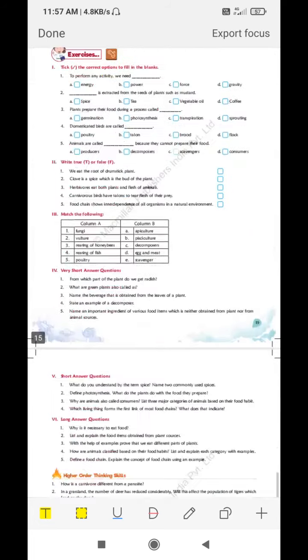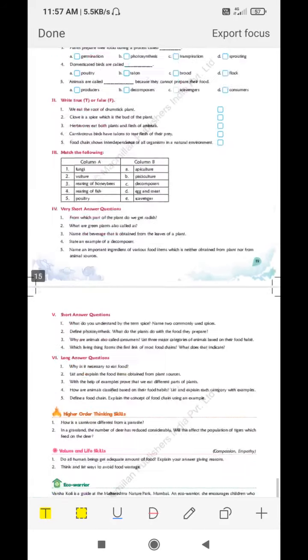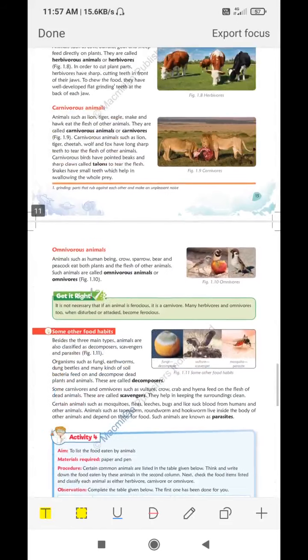I think you are familiar with all these points. So in that manner, you can understand this lesson. Okay? Decomposers, scavengers, parasites. What are decomposers? Examples for decomposers: bacteria, fungi, earthworm. These are eating dead and decayed plants and animals from the soil. Yes, they are cleaning the environment.